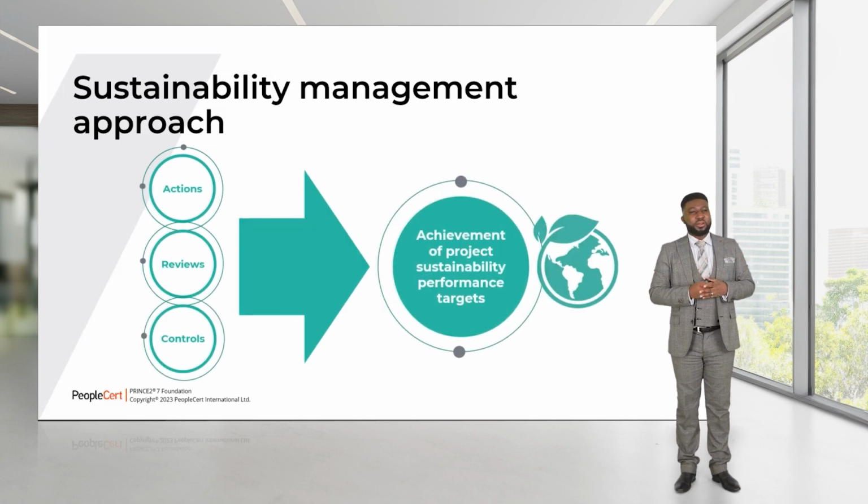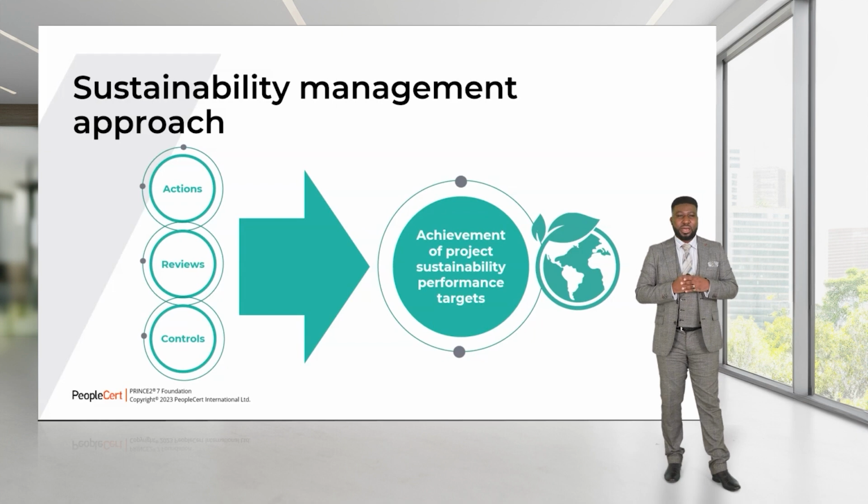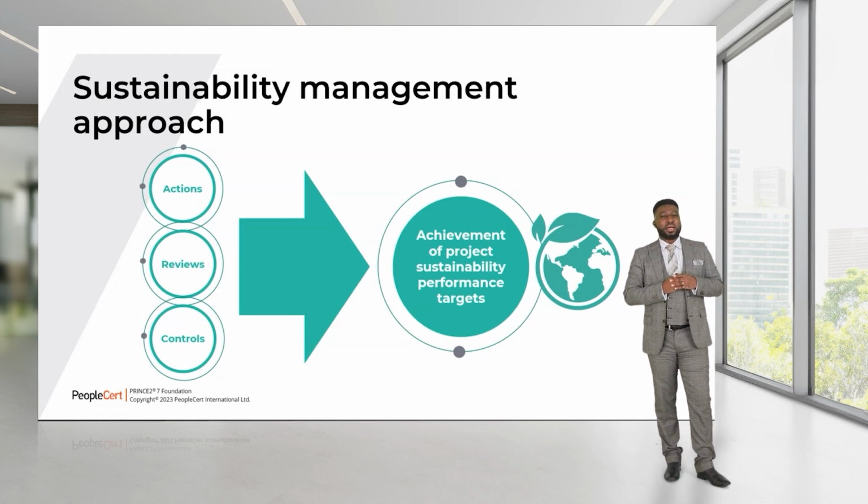Another thing, of course, in terms of the sustainability management approach, is the achievement of project sustainability performance targets. There are about 17 of them, based on the UN sustainability targets. And this document will tell us the actions, the reviews, and the controls that will be put in place to make sure these things happen.